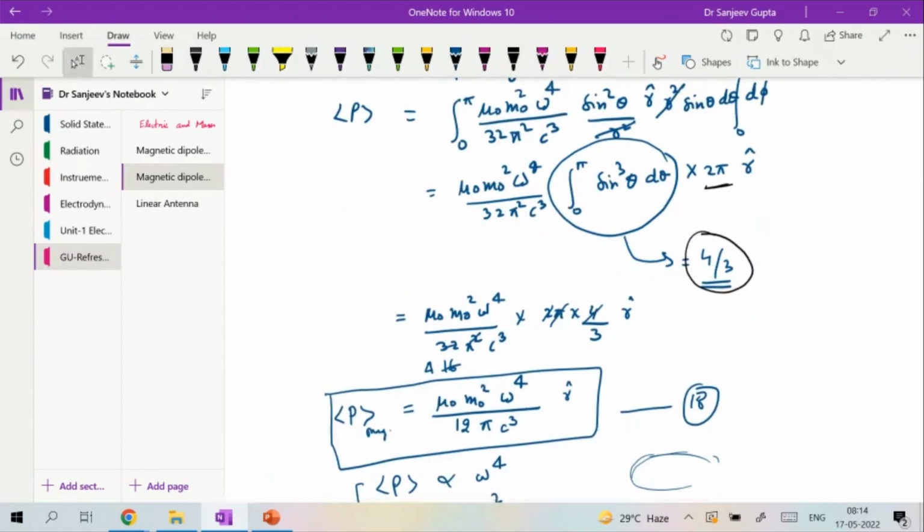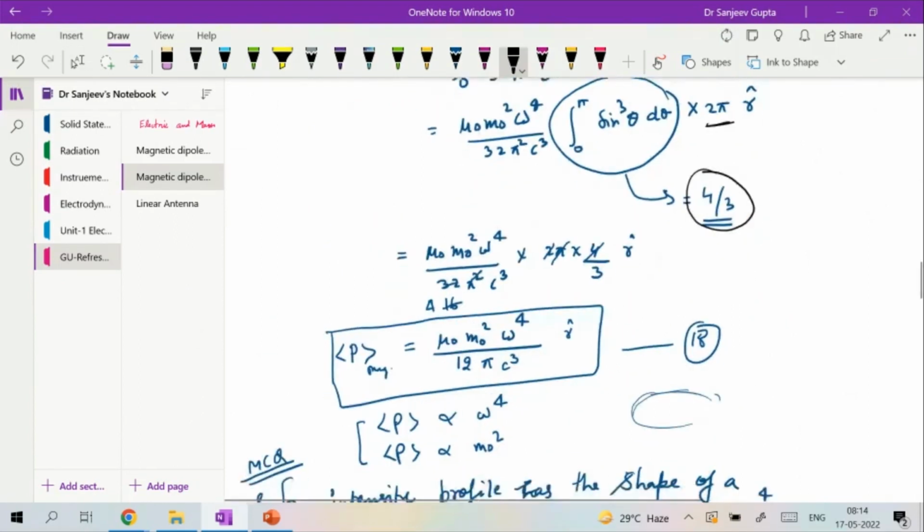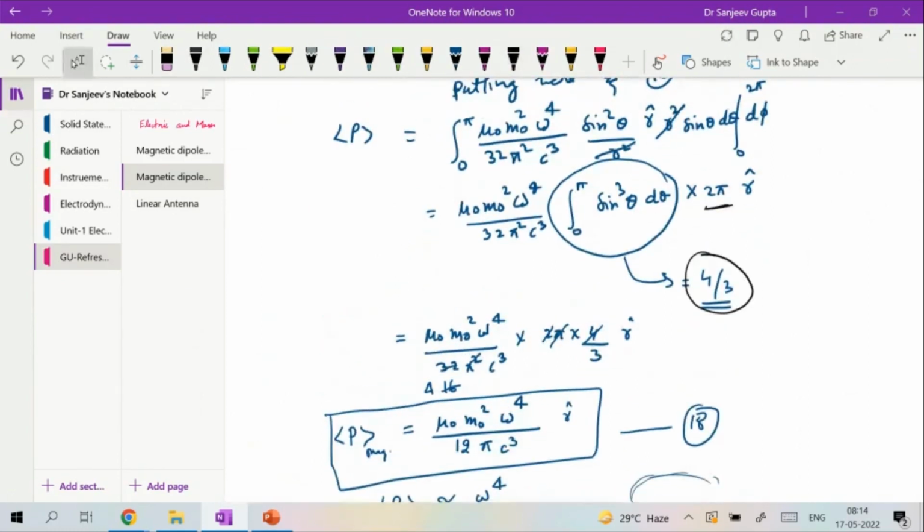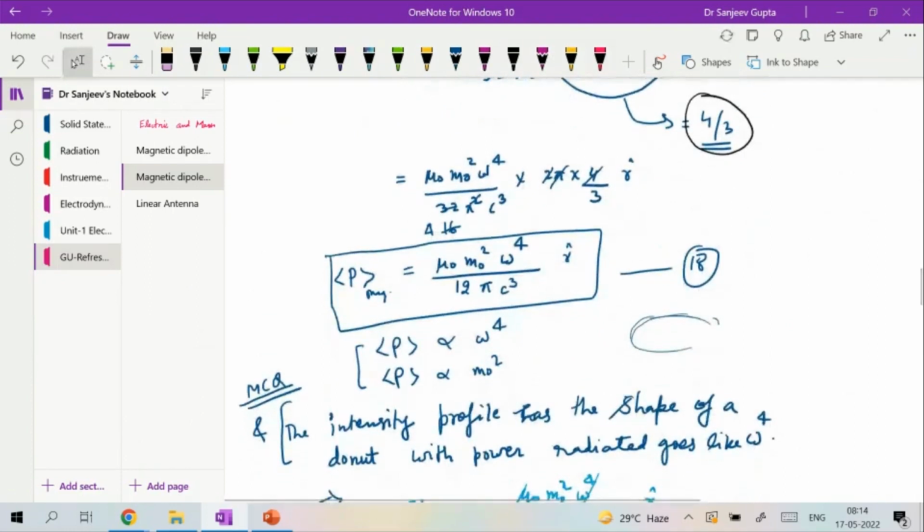Once you put in all the values, you can see the total power radiation due to the magnetic dipole: mu 0 m0 squared omega to the power 4, divided by 12 pi c cubed, that is r independent. So finally I am getting the expression for magnetic dipole radiation.